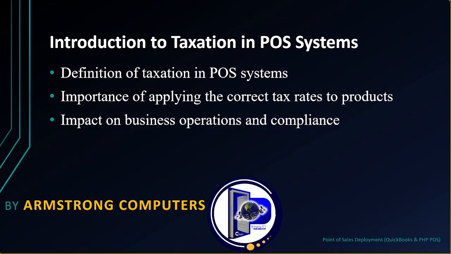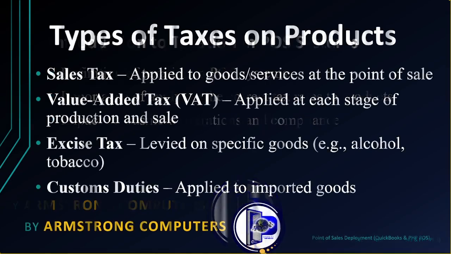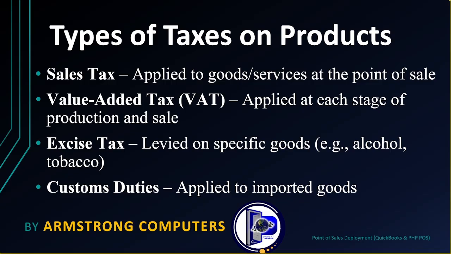That is simply put. We'll be looking at the various types of taxes, but we want to know again that we have reasons for doing this. So we say importance of applying the correct tax rates to products. Some will say 6%, 3%. When we get there, we get to know what we are talking about. And then we'll also be looking at the impact on business operations and compliance. So that basically is what it is. The types of taxes and products.